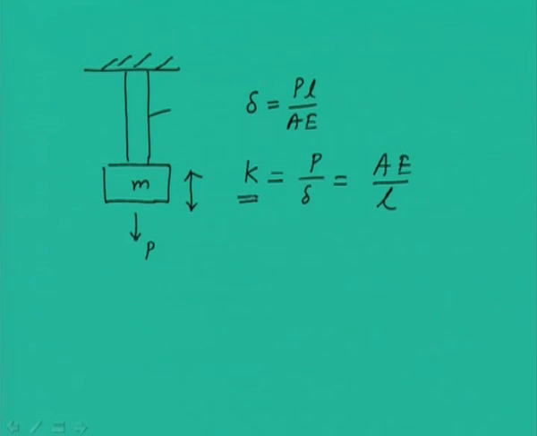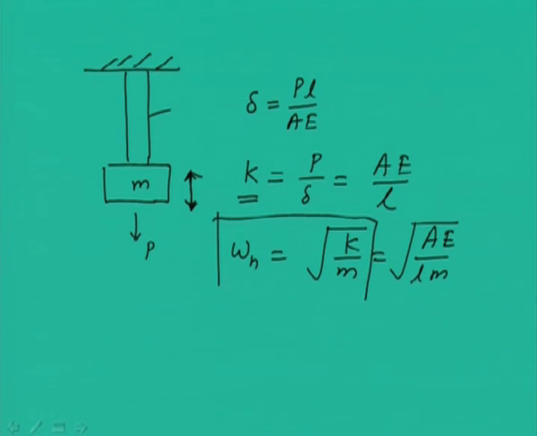Once we have the stiffness, the natural frequency of oscillation of this mass in the axial direction can be obtained by the same formula, that will be square root of AE by L M. So you can see that this formula which we derived for the simple spring mass system is valid for various classes of problems. This is also called axial vibration.